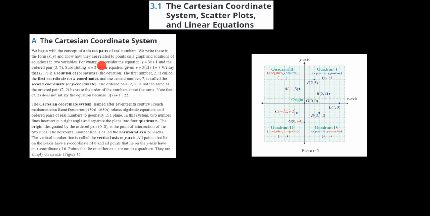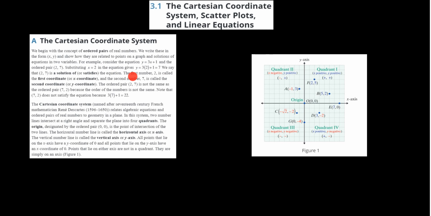All right. So for example, let's consider the equation y is equal to 3x plus 1 and the ordered pair 2, 7. So 2 is the x and 7 is the y. So if we plugged in 2 for x, we end up with y is equal to 7. So therefore, 2, 7 is going to be a solution, or it satisfies the equation. We plug 2 into our equation, and if we get y is equal to our number 7, then we see that 2, 7 does indeed satisfy this equation.